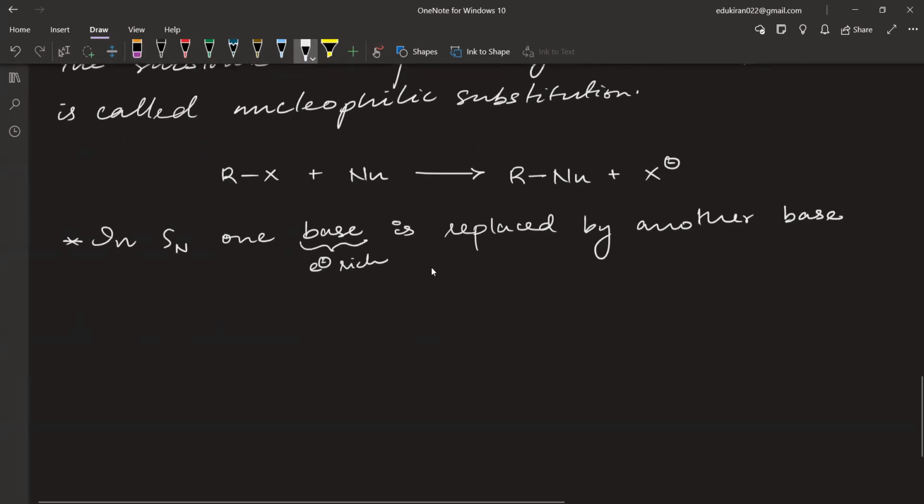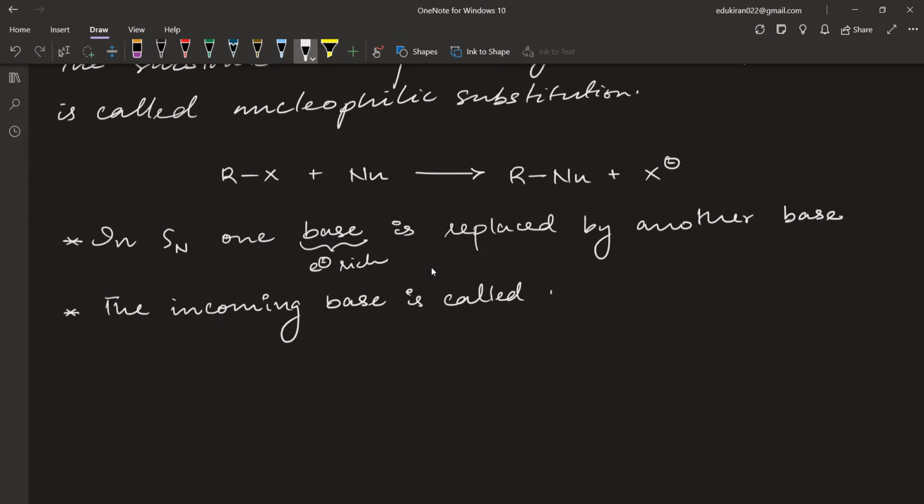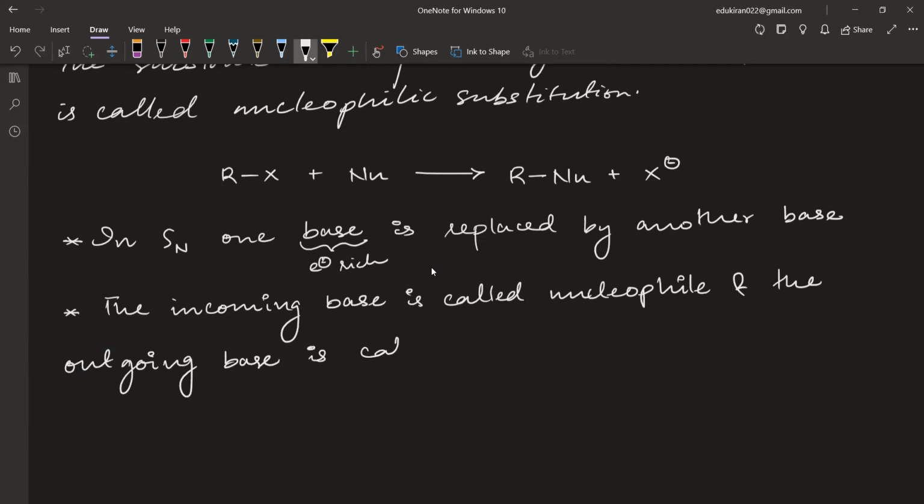Please write the next line. The incoming base, the new base that is coming, is called nucleophile, and the outgoing base is called leaving group. Leaving group. Okay, it is known as leaving group.